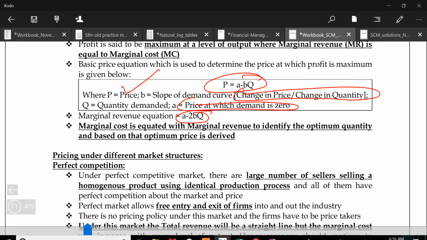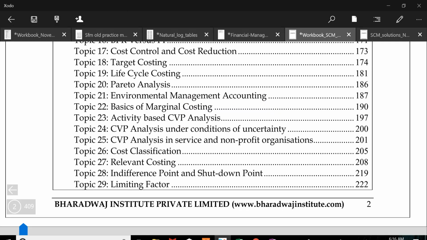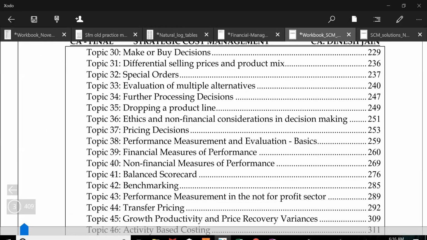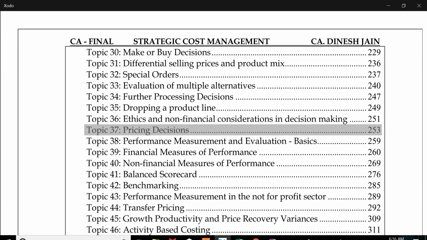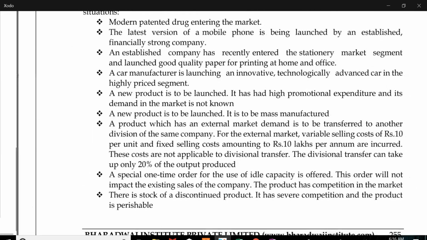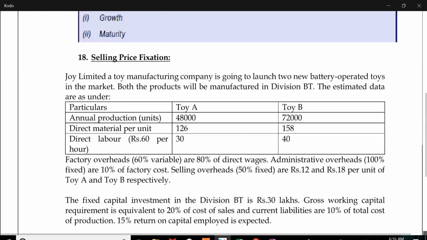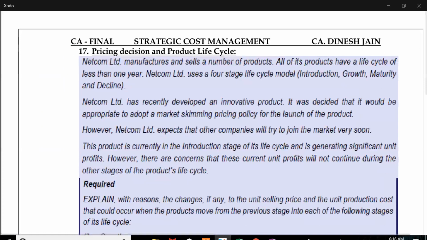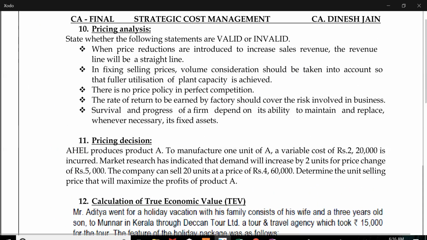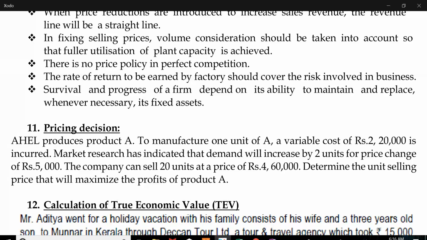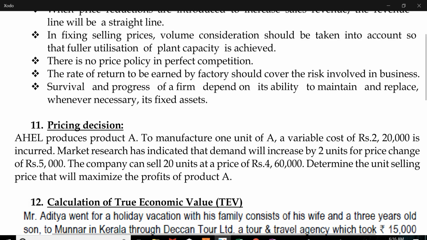Let's do one problem on this. Question 11, page 256.